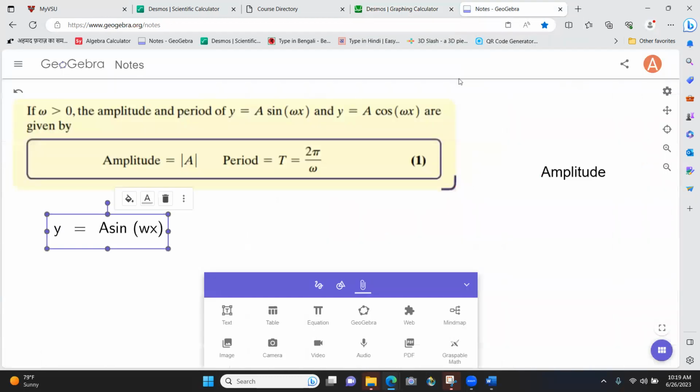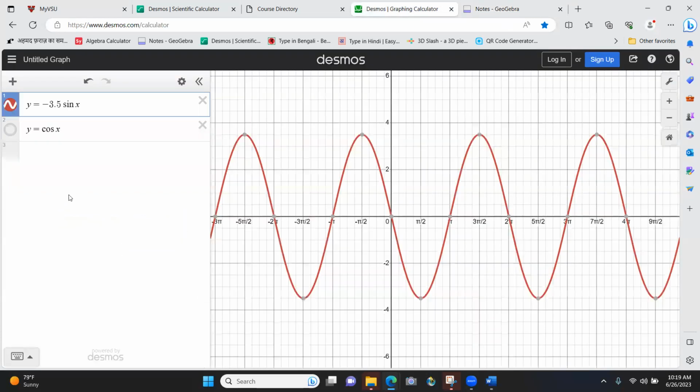So let's go back. Basically, the amplitude is whatever this number is; you find the absolute value. If it's plus 2, it'll be an amplitude of 2. If it's minus 2, it's still 2 because you find the absolute value. Now, the period part is a little tricky, but I will try to explain it to you. Why do we divide 2 pi by w? So let's be a little patient.